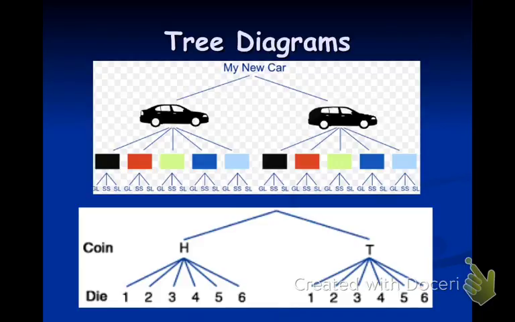Again, here's one more vertical tree diagram. First you flip a coin, heads or tails as your options, and then you roll a die, and you can get 1 through 6. So in this tree diagram, we have a total of 12 outcomes.